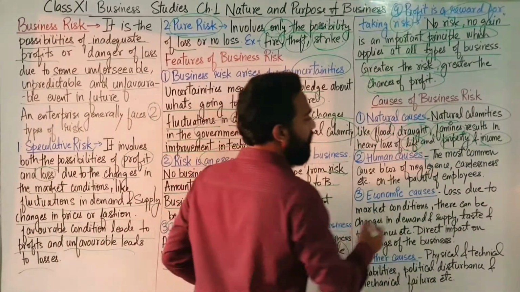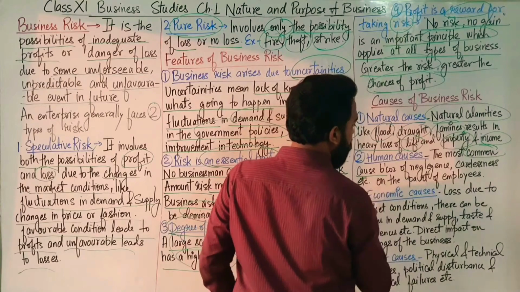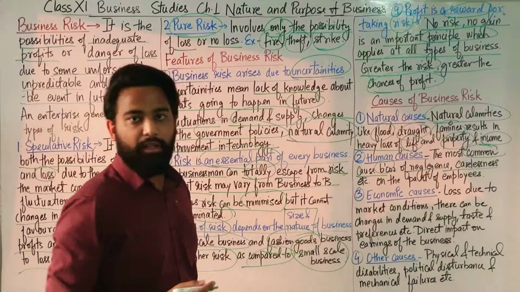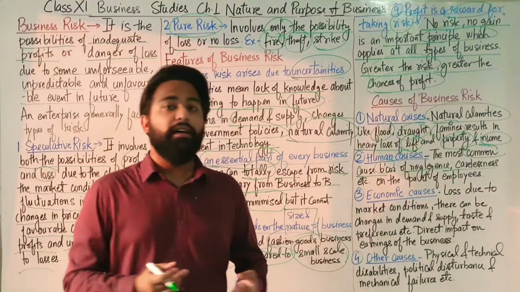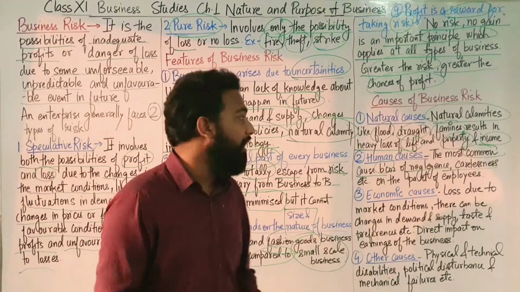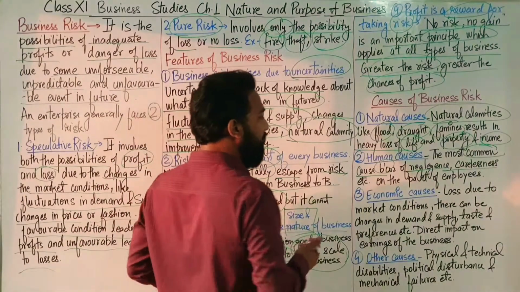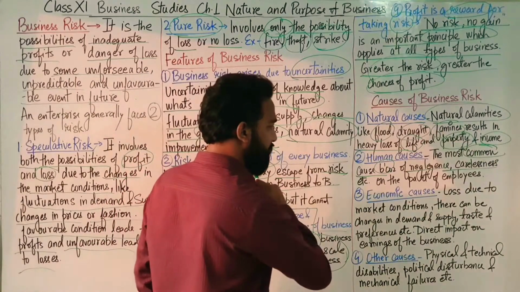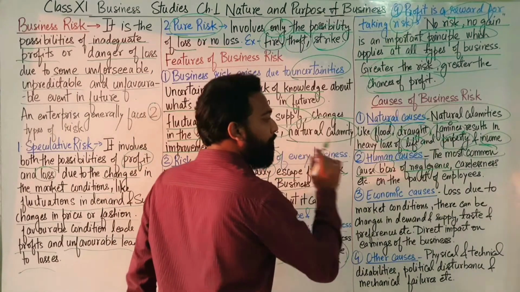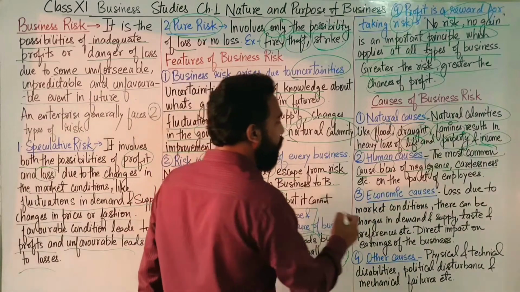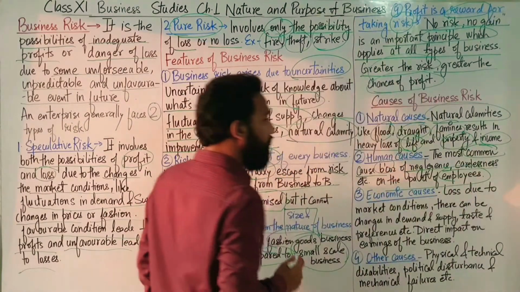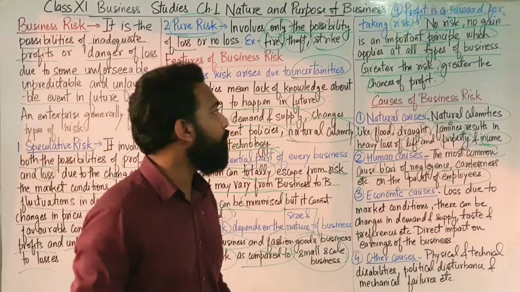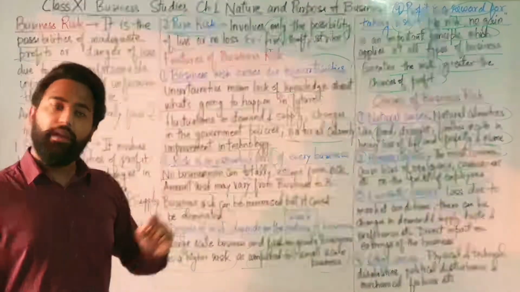Now, the second one is human causes. What are human causes? The most common cause is negligence and carelessness. We human beings have negligence and carelessness, and due to that, this is the most common cause of business risk. And from whose part? This is on the part of employees. The employees show their negligence and carelessness, due to which the business firm has to bear some risks.